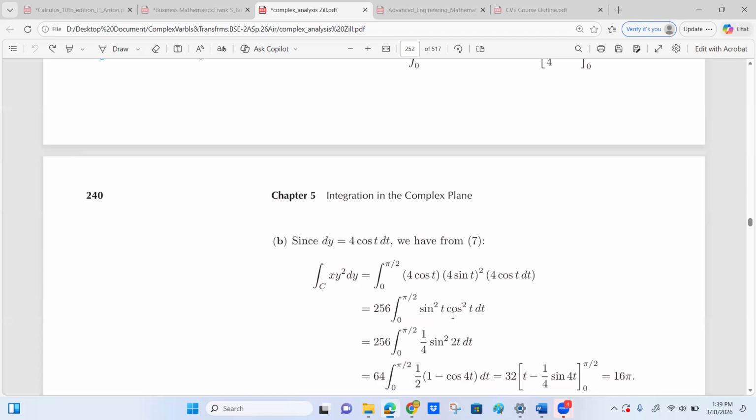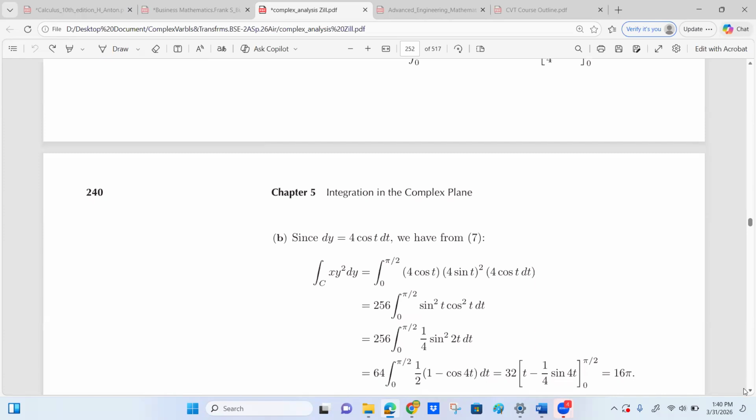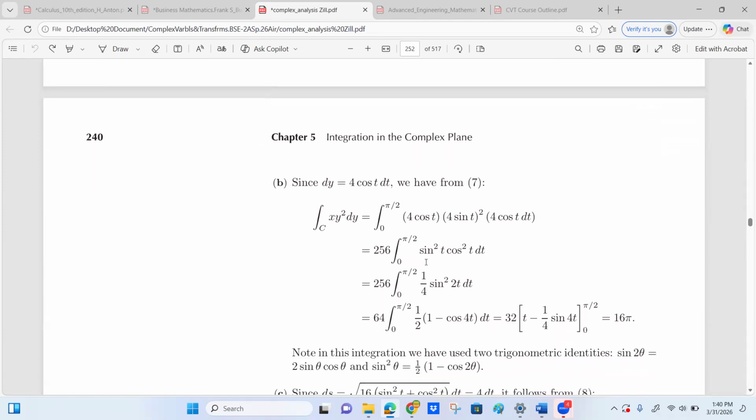Okay, now if the power of cos t is 1, then we can easily write here sin cube t over 3. But now both have powers more than 1. So we can find another formulation. For example, there are some steps we have to solve.